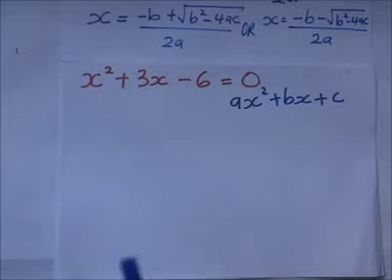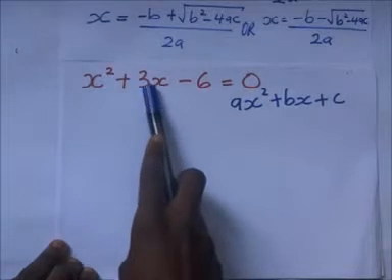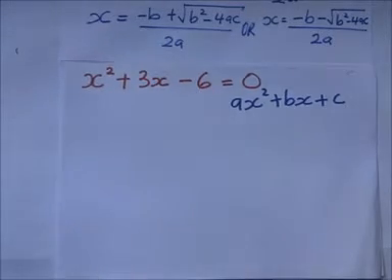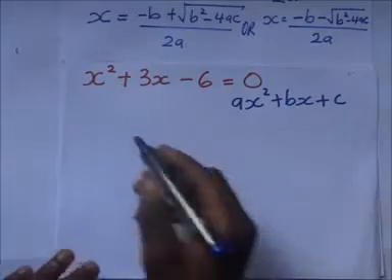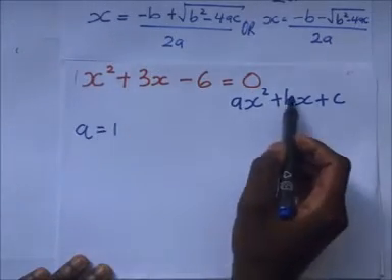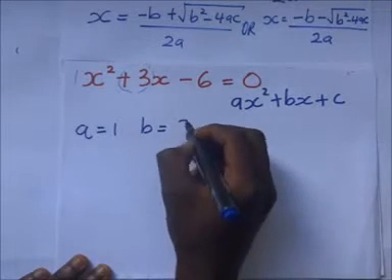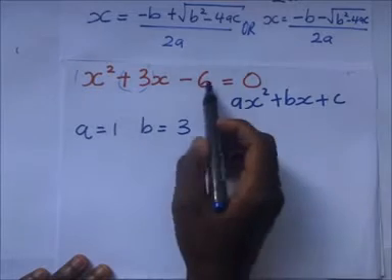Now, if you look at this equation, it is already in that form: ax squared plus bx plus c. And our value of a here is 1. Our value of b is positive 3. And our value of c is negative 6.